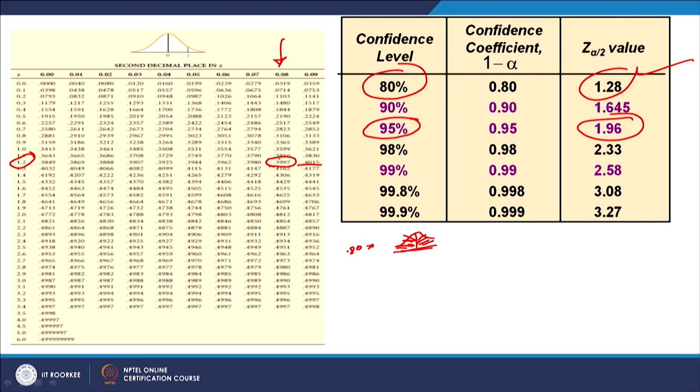What about, let us say, 90%? What is the Z value when confidence level is 90%? So, 0.9 divided by 2 is 0.45. So, 0.45 is somewhere here. So, we will say this is 1.64. And if you want to take the average, you will get exactly 0.45, so this would be 1.645. So, this is how you should be calculating the Z value for a given value of confidence level.